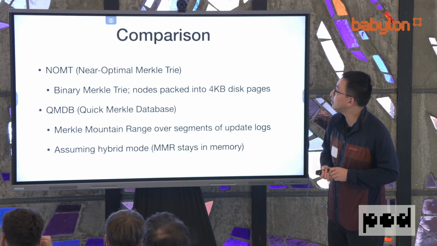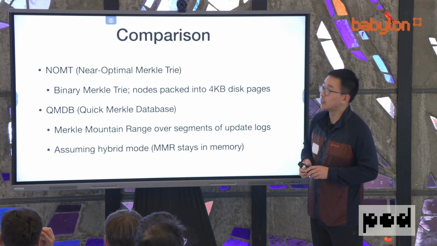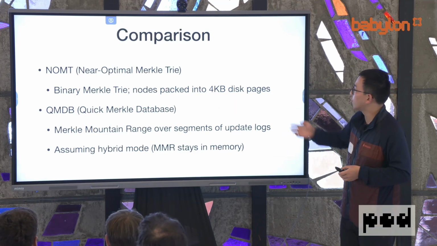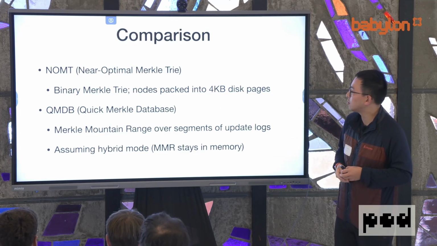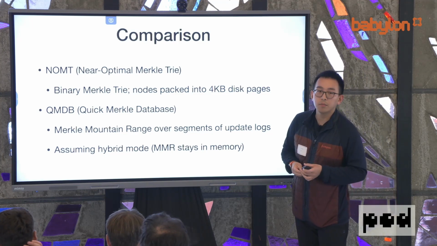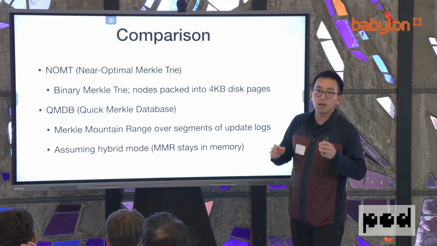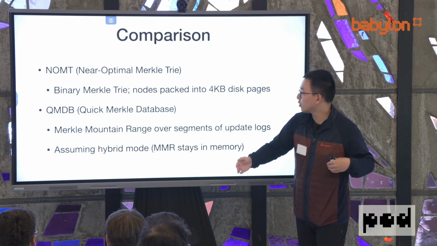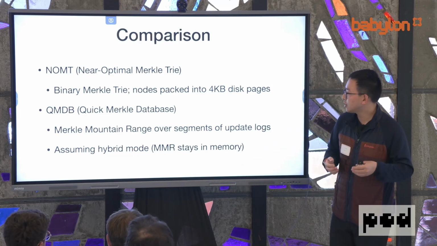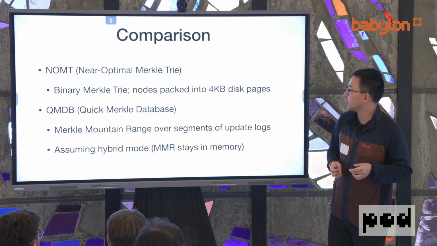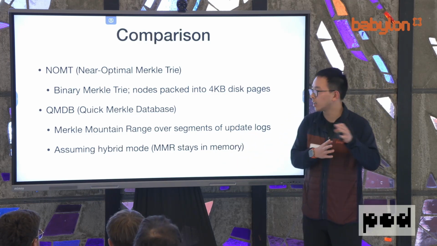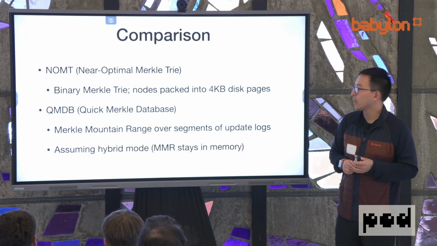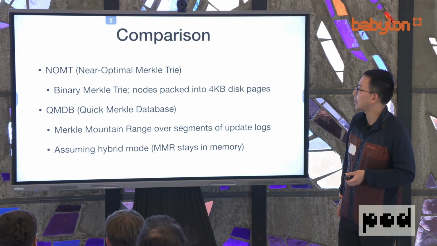So finally, some comparisons with other state-of-the-art constructions. First, NOMT, near optimal Merkle trie. It's basically a binary Merkle trie, but with nodes packed into 4 KB pages for fitness on SSDs. And also QMDB, it's basically packing a journal, the updates and deletions to your key value storage, into a Merkle mountain range with garbage collection. And we're assuming that we're running the hybrid mode, which uses about the same amount of memory as SOT and NOMT.